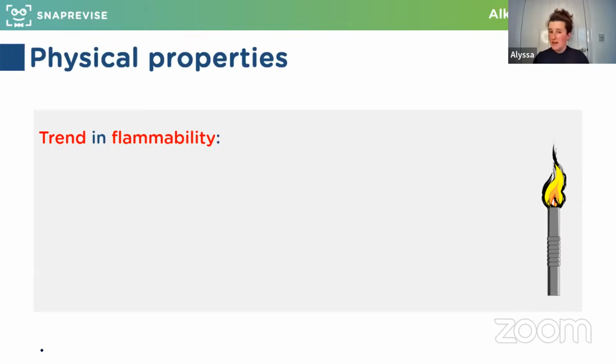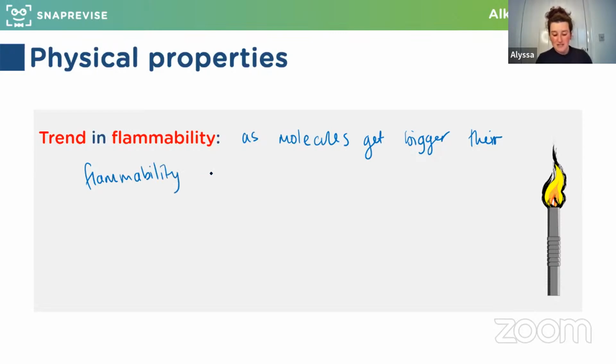Now methane, you may or may not know from practical experiments at school, is very, very flammable. So if methane is really flammable, we can assume that as the molecules get bigger, methane being the smallest alkane, they get less flammable. And that's absolutely right. So the trend in flammability, let's write this in another way: as molecules get bigger, their flammability, your ability to set them on fire, decreases.